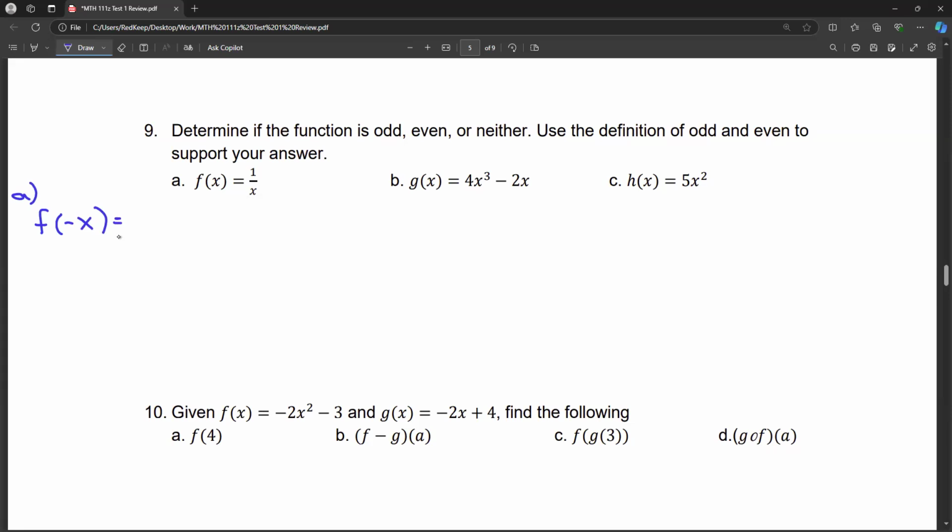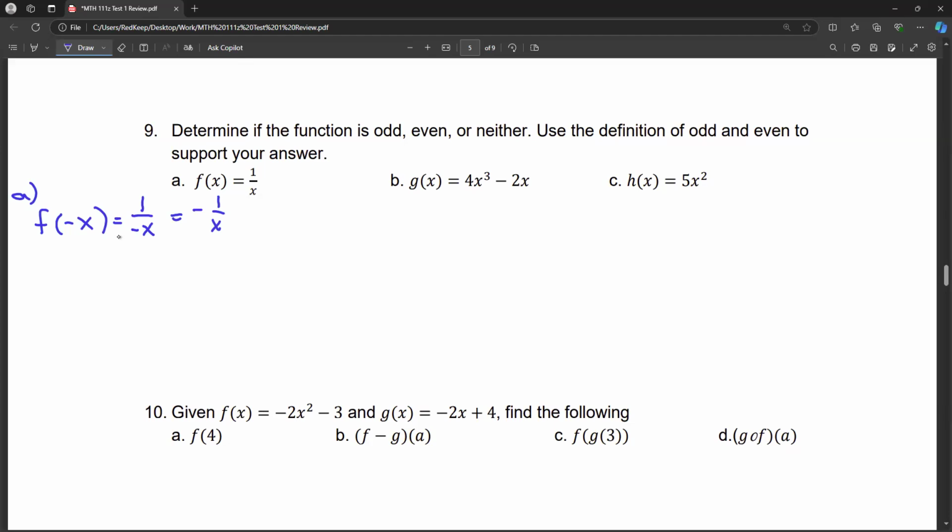As I plug in this negative x, what I'm saying here is that anywhere there is a positive x, or just an x in general, I should say, I'm going to put in a negative x instead. So f is equal to 1 over x. So I'm going to plug in the negative x instead. And so I get 1 over negative x. And if I wanted to, I could go ahead and pull out the negative out front. That still indicates the same function.